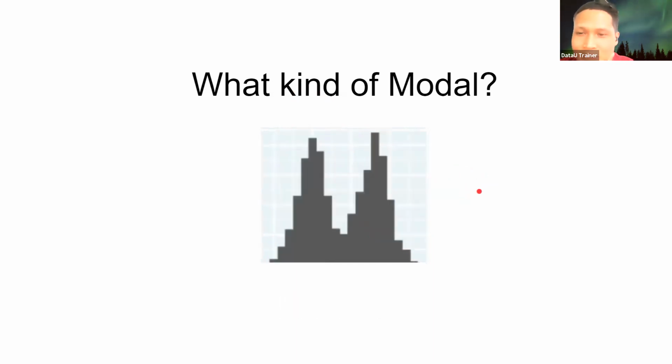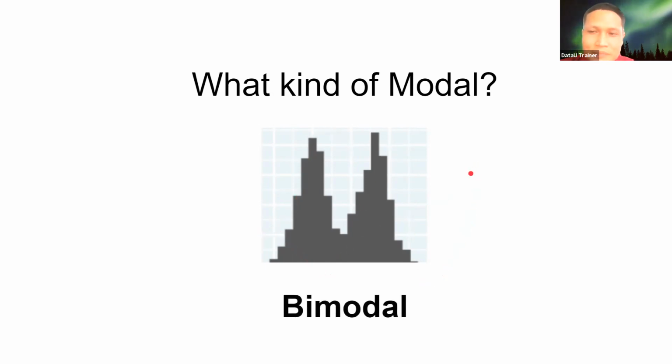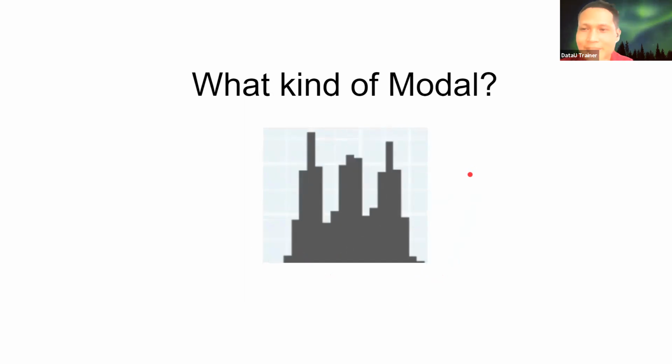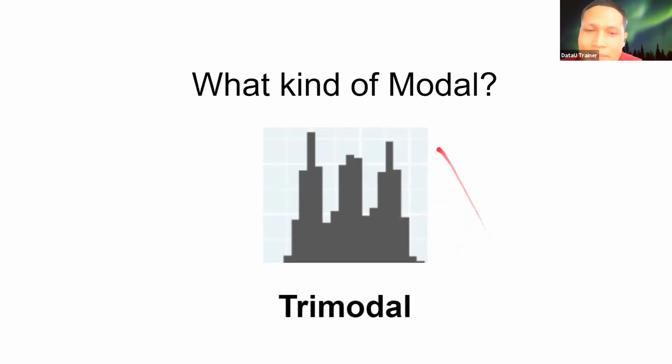So if I showed you this, what would this be? Two peaks, bimodal. Yes, bi meaning two, like a bicycle, two wheels. So this one has two peaks. And this one, the next one, what is it? Trimodal. Yes, it's tri because we have three. All right, it could go on and on.